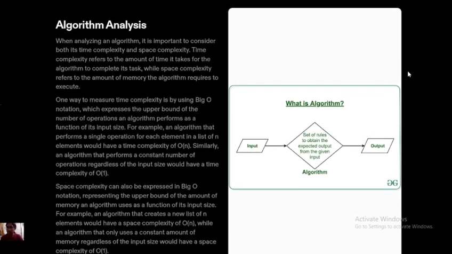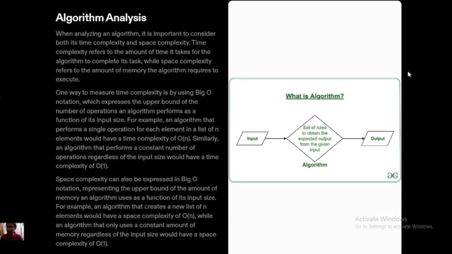Algorithm analysis. When analyzing an algorithm, it is important to consider both its time complexity and space complexity. Time complexity refers to the amount of time it takes for an algorithm to complete its task, while space complexity refers to the amount of memory the algorithm requires to execute. One way to measure time complexity is by using big O notation, which expresses the upper bound of the number of operations an algorithm performs as a function of its input size.